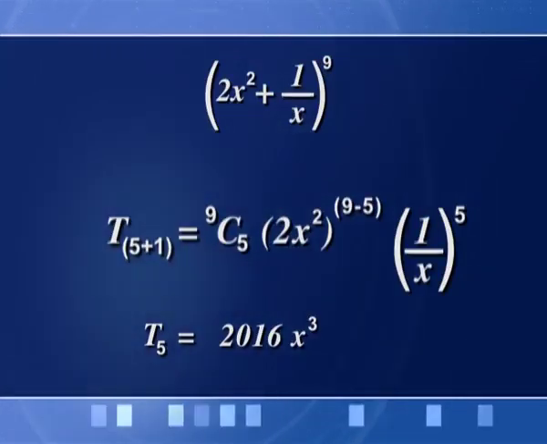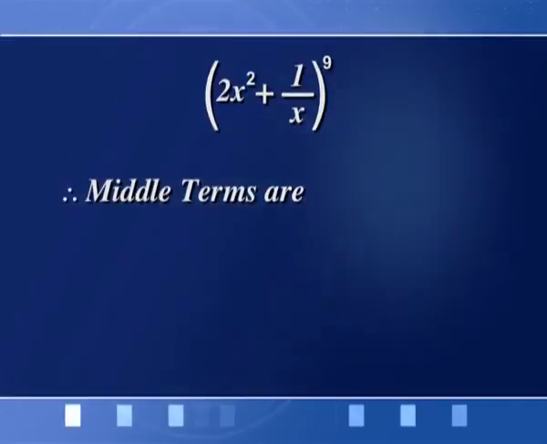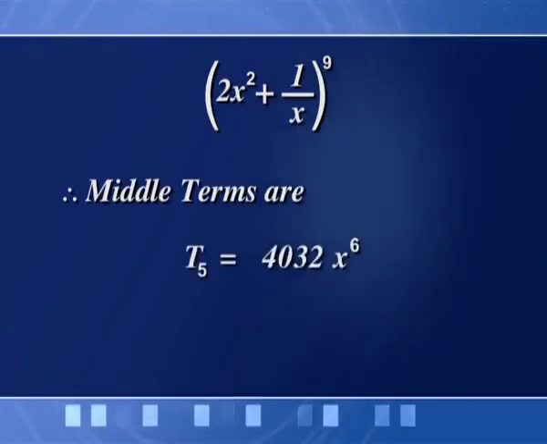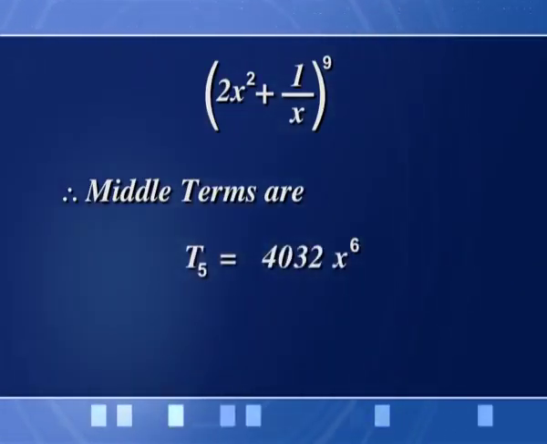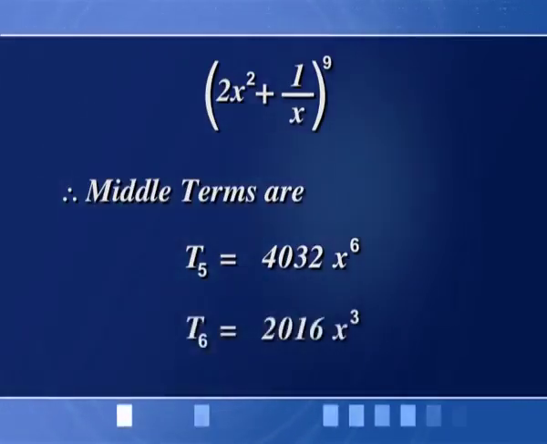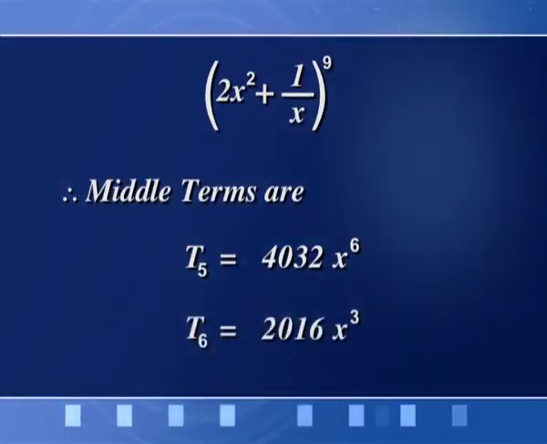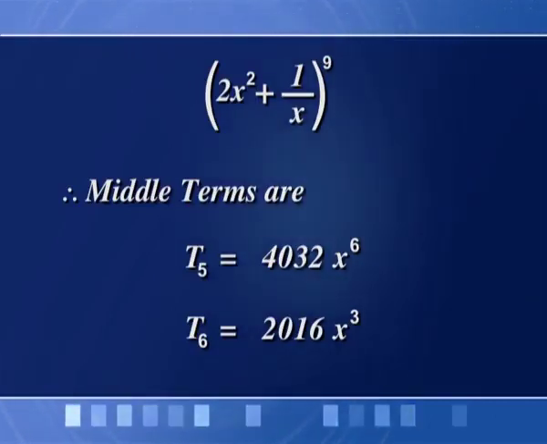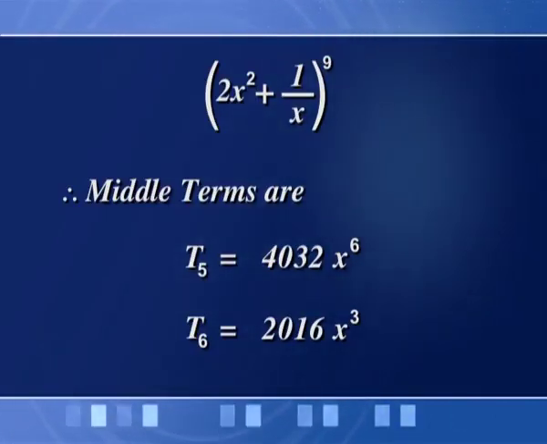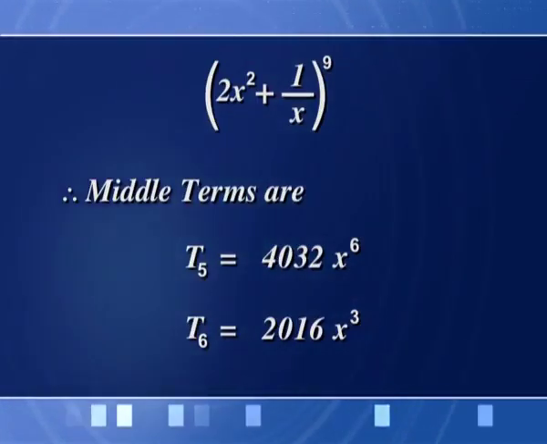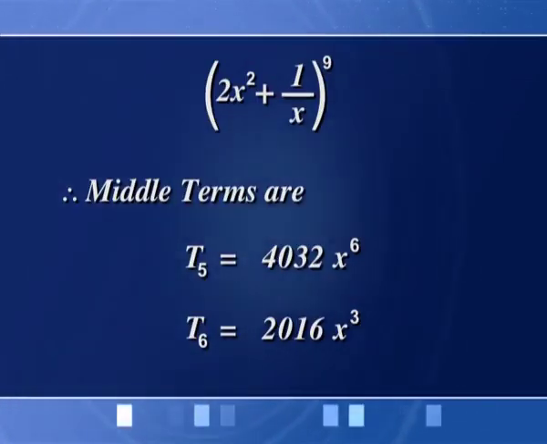So what we found here, whenever n is odd, we are getting two middle terms. In the given question, the two middle terms are 4032 x raised to the power 6, and 2016 x raised to the power 3. So these are the two middle terms in the expansion of (2x square plus 1 by x) raised to the power 9. So listener, this is how we find the middle terms in the expansion of a given binomial.